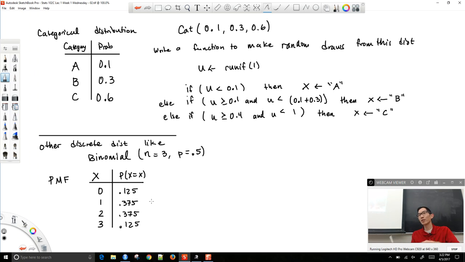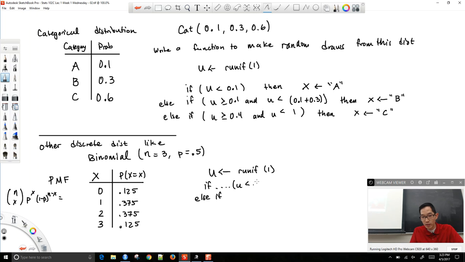The binomial distribution, right? You flip the coin 3 times, and each time you flip the coin, the probability is 1/2. So we set up our probability mass function, n choose x, p to the x, 1 minus p to the n minus x, and you get all of these values. Basically we would set up the same problem: write a function to make random draws from this distribution. You'd say u comes from runif 1, and then you set up your if chains: if u is less than 0.125, else if, and else, and then x gets assigned the value of 0, things like that, okay?